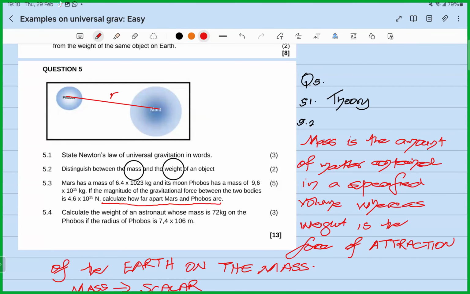Also, what I want you to note here, unlike the other questions we actually came across, here they didn't give you the radius of Phobos or the radius of Mars for you to do a calculation.